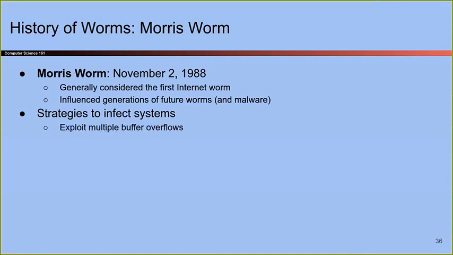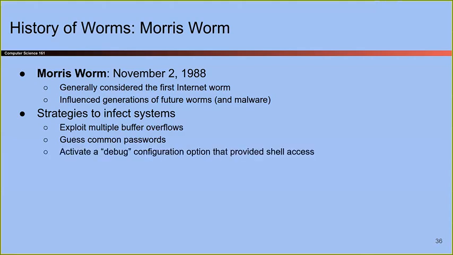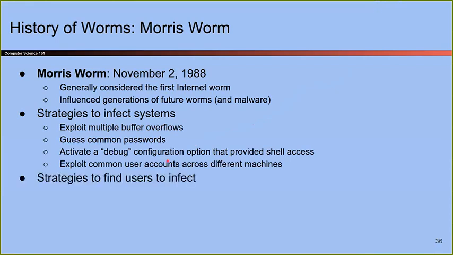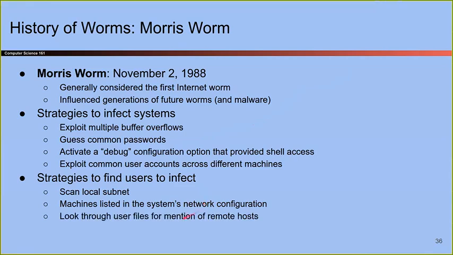So what did it do? It exploited buffer overflows and guessed some common passwords to log into people. It activated a debug configuration to give it shell access. It exploited user accounts. It found people by looking inside the local subnet, the local area network, to find other people. It looked at the network configuration to see if there are other machines. It looked at the user files to see if they mention other hosts. We've seen all of these before.